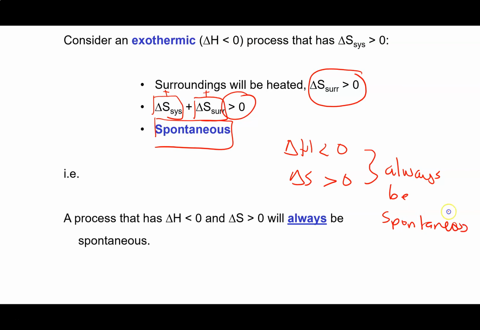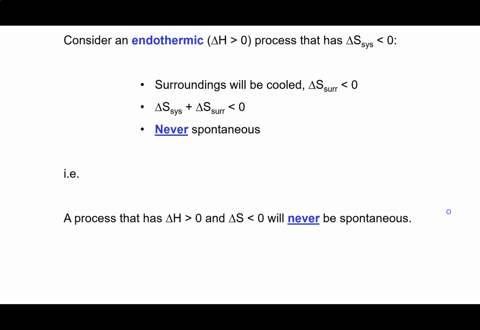So what about the other combinations of delta H and delta S? What about an endothermic process, one with delta H greater than 0, that has delta S less than 0? Well, we're taking heat from the surroundings, cooling them down, so delta S of our surroundings will be less than 0. So delta S of our system is negative and delta S of our surroundings is also negative, so when we add those two numbers together, we'll get a negative number.